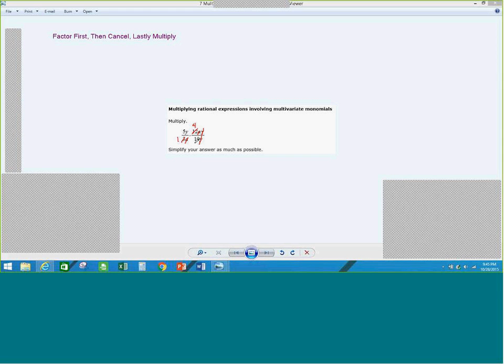A 5 and a 10, those can do some simplifying as well. So these can start to look messy as you do them. You just have to try to be organized as you go through them. 5 goes into itself once, 5 into 10 leaves us with a 2. And then right here, I think I'm going to go ahead and just clean this up and multiply them. When multiplying fractions, you can just multiply straight across the top. Numerators, I see 1 times 4 is 4. And the denominators, 1 times 2 is 2.